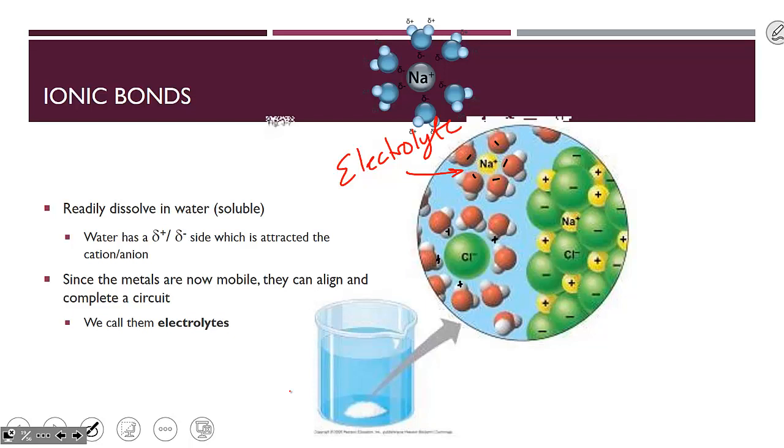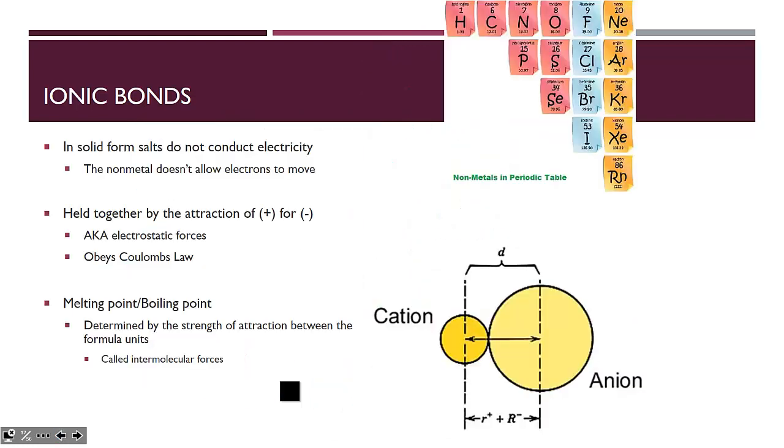Metal ions in solution are called electrolytes because they complete a circuit. They are mobile and able to align to allow electricity pass through them. So while a salt's ionic form, the solid, is not able to conduct electricity, the dissolved form is. Ionic compounds are held together by electrostatic forces.